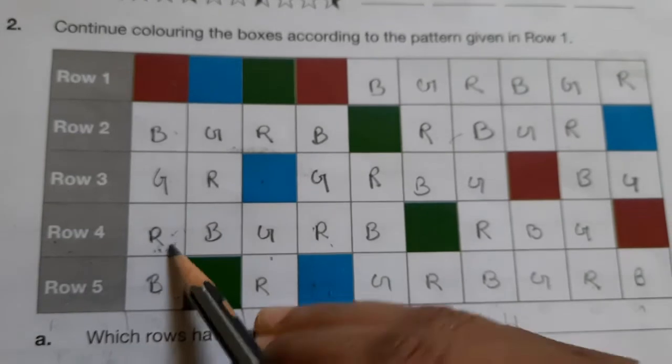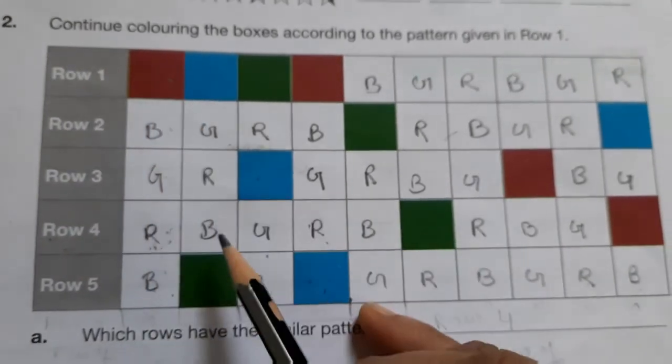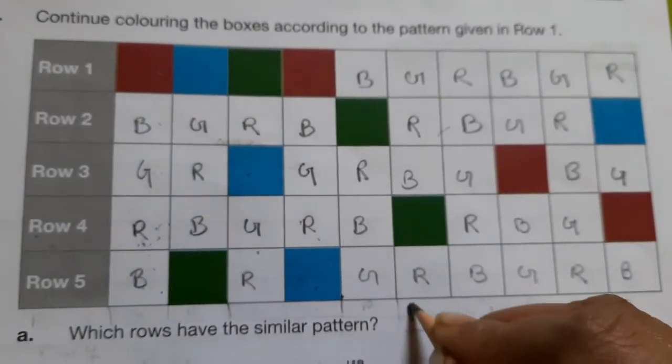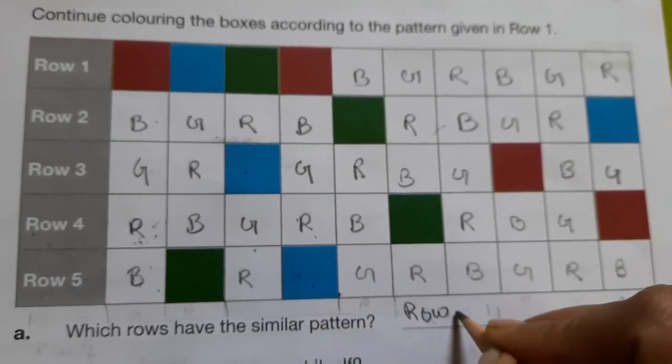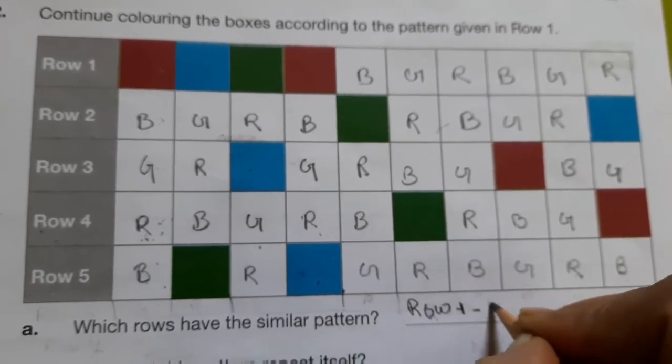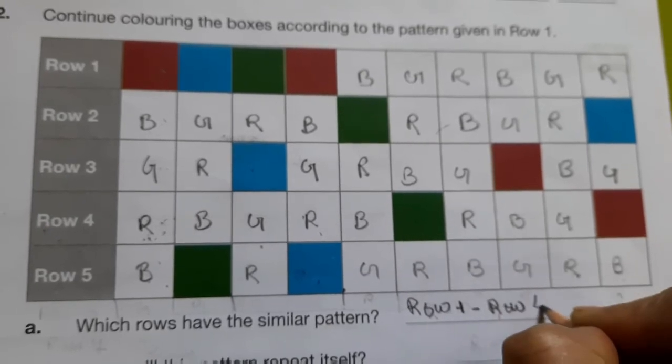Row 4 is having a similar pattern with row 1. Here, what will come? Row 4 and row 1 have a similar pattern.